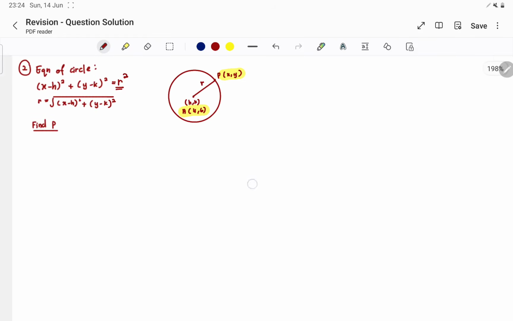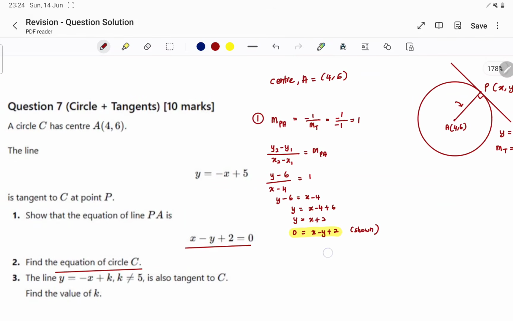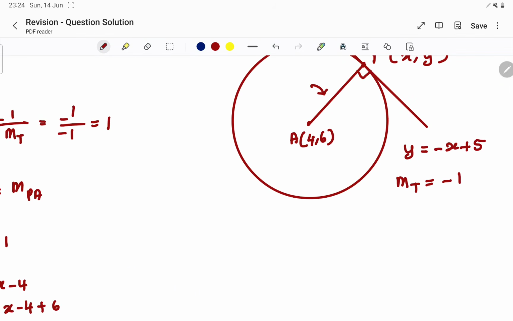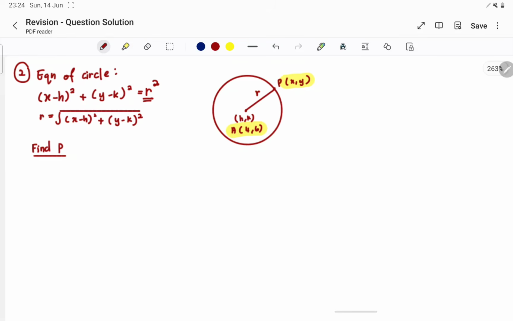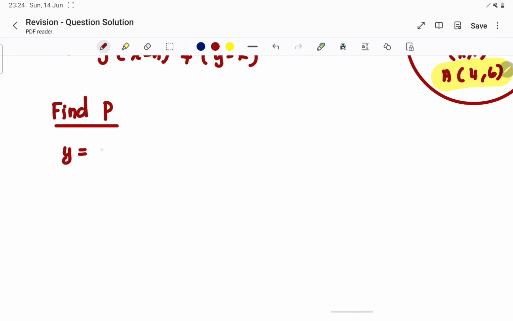To find point P, because in the previous question we have two equations, the equation of the line PA and the equation of the tangent, which intersect with each other. So we can find the intersection point, then you can find the value of P. The first equation is y equal to negative x plus 5, which is the tangent. Another one is y equal to x plus 2, which is the equation of line PA. Just use this to find the intersection. You make the y equal to each other, so negative x plus 5 equal to x plus 2.